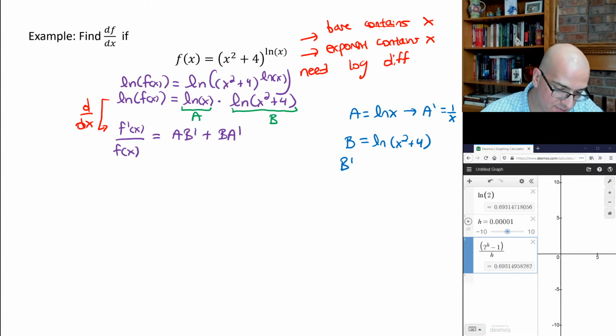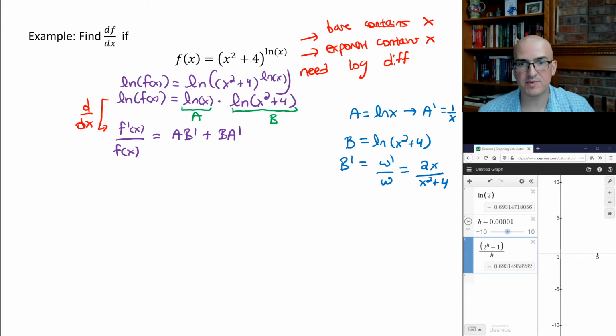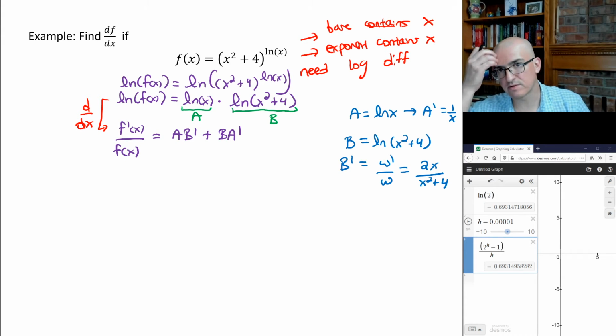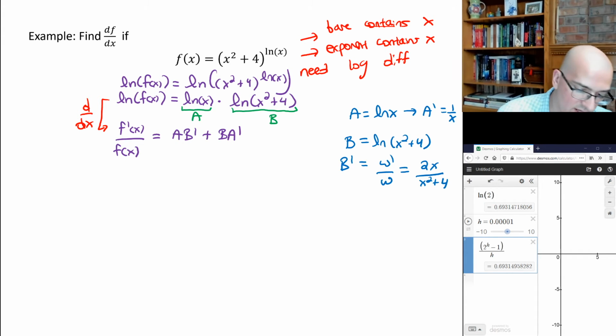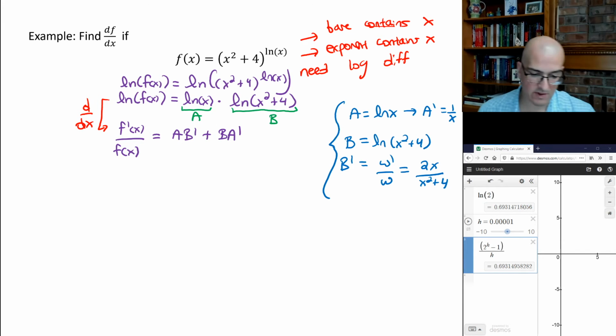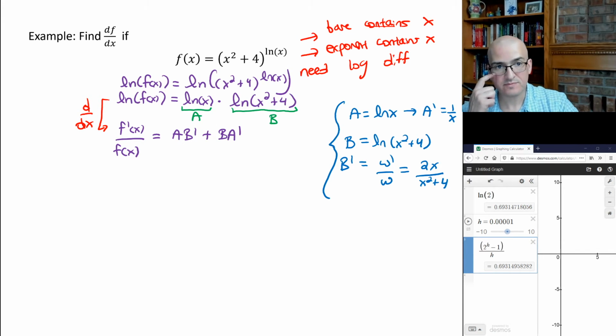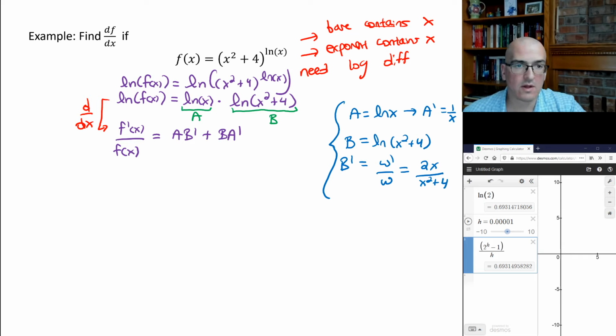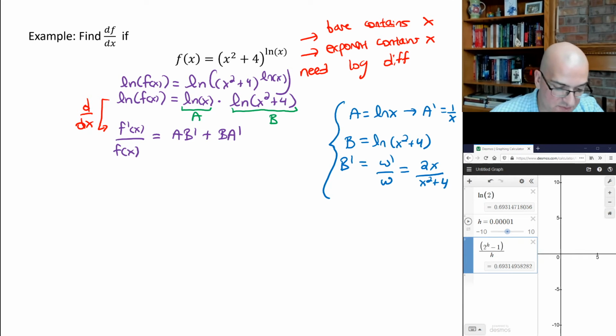B prime is w prime over w, getting ahead of myself, which is 2x plus 0 over x squared plus 4. I'm just not going to write the plus 0 step this time because we've done it a few times and I think you're used to that now. You know kind of what it's going to look like. All right, so now I'm going to plug those pieces in.